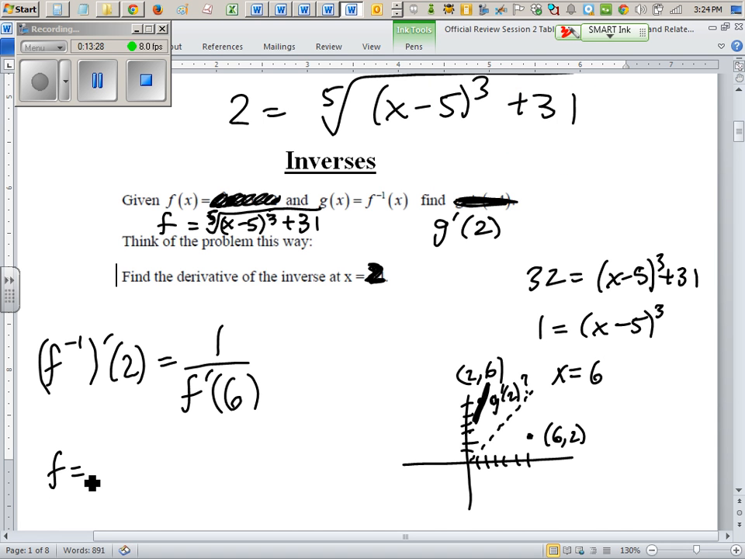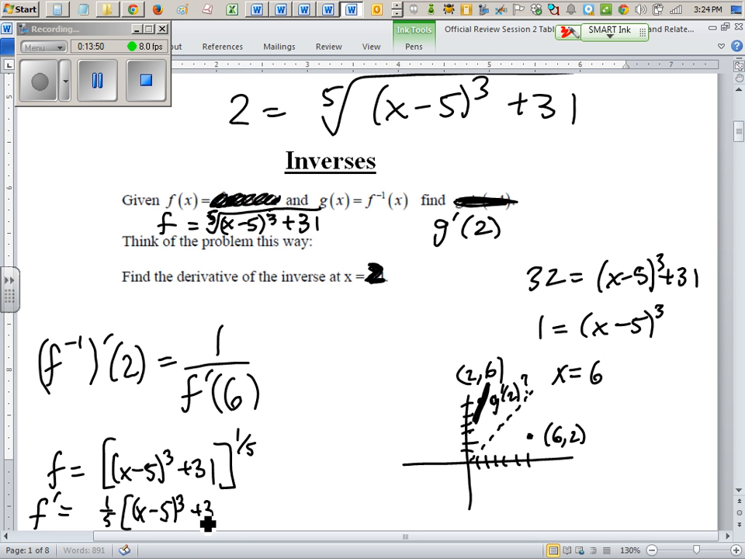Okay, so remember f can be written this way, right? (x - 5)^3 + 31, all to the 1/5. So what is the derivative? It's 1/5 times (x - 5)^3 + 31, all to the negative 4/5, times the derivative of the inside, which fortunately is just 3x squared. No, 3 times (x - 5) squared, excuse me. 3 times (x - 5) squared.